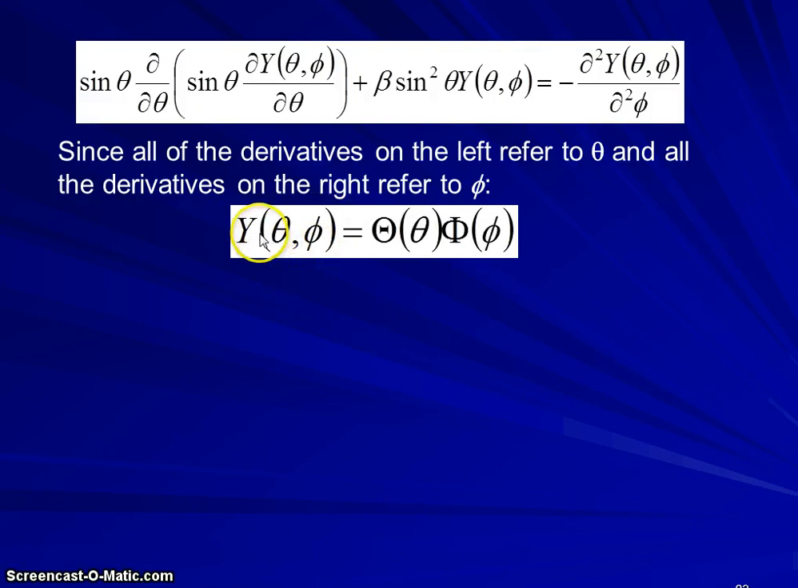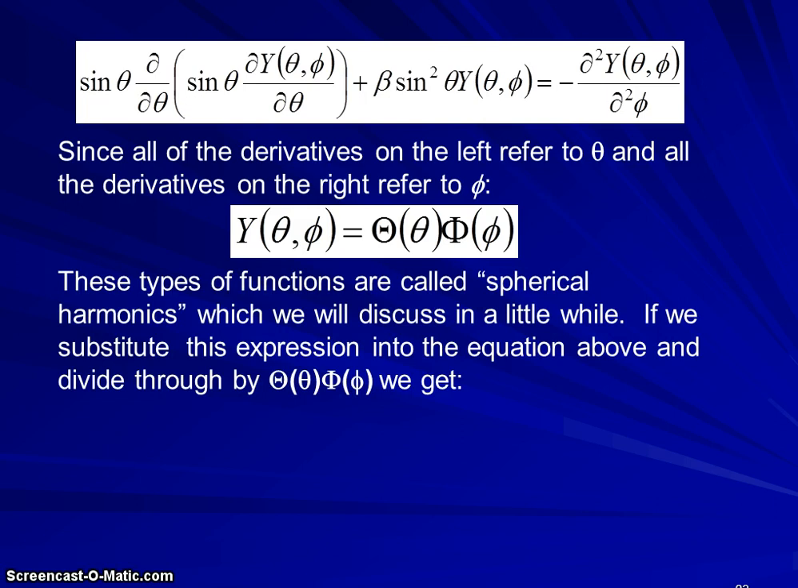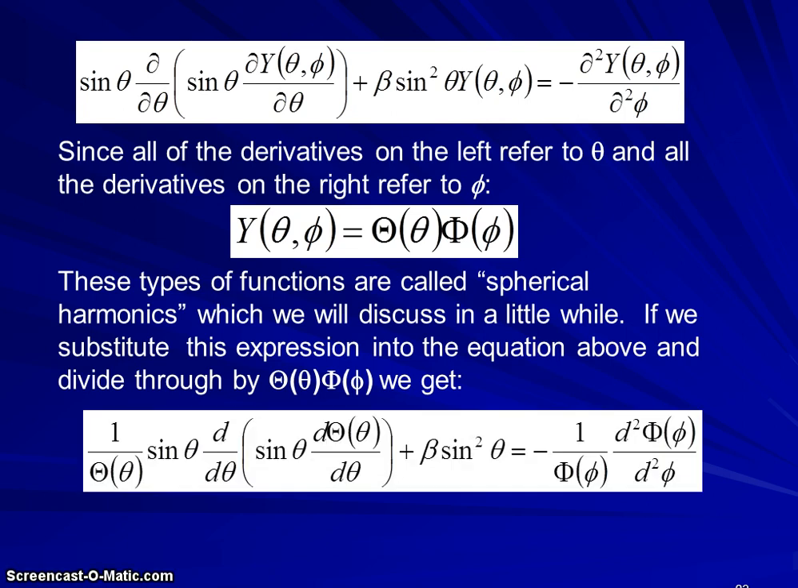And that means that y has to be a function with separated variables, a product of two functions. One depends on one angular variable and the other depends on the other angular variable. These are special functions that come up quite a bit in mathematics and physics. We call them spherical harmonics, and we'll discuss their form in a little while. But if we substitute this expression into the equation above and then divide through by these two, look at what happens.